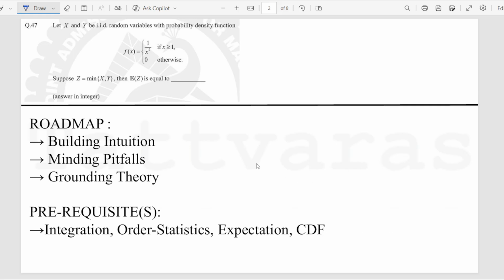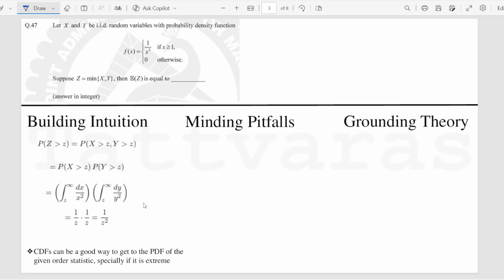Let's get started with this expectation computation question, which is going to have some use of the CDF, some order statistics based information, and some integration. Okay, let's get started by building some intuition.